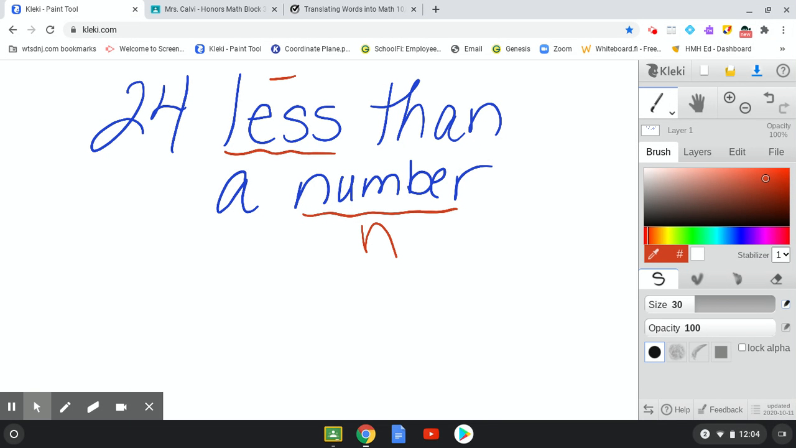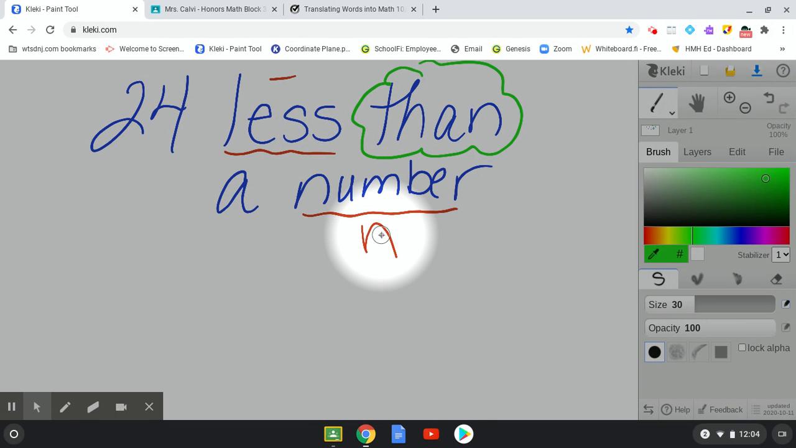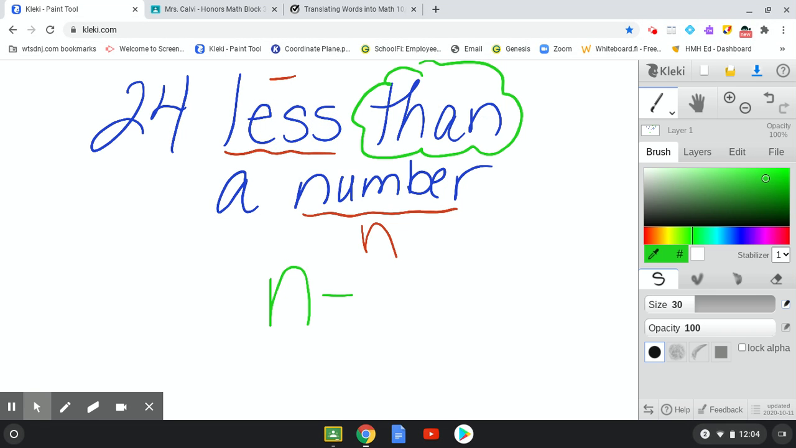Now the one trick, something easy to remember: if you see the word than, circle it, okay? In order to write the algebraic expression for this verbal phrase, I'm going to start after the word than. After the word than, what's important that I see? That's my variable, because that's going in for number. So I'm starting with my variable n, and then I'm going to go back to see what else I have. I want to find out what my operation is. Then I look for my operational sign, okay? It's subtraction, so I'm going to put my subtraction sign.